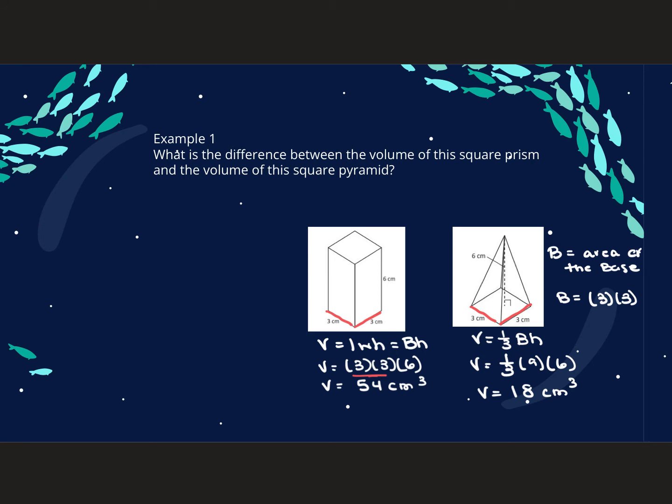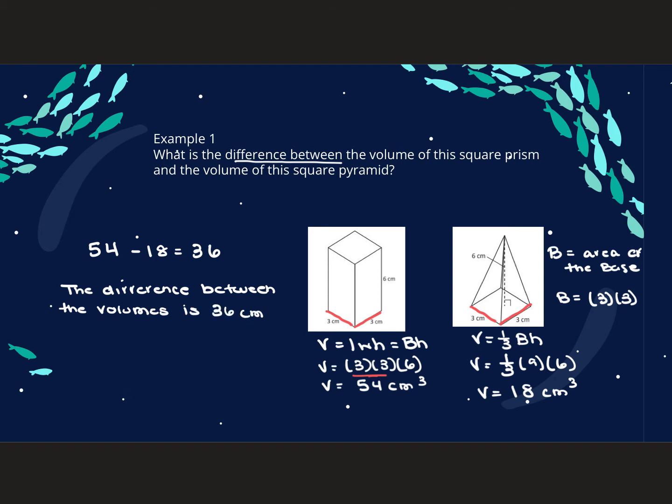It asked us what the difference between the volumes is. So we have 54 minus 18, which gives us 36. We can say that the difference between the volumes is 36 centimeters cubed. I'm going to bubble that because that is our answer, the difference.